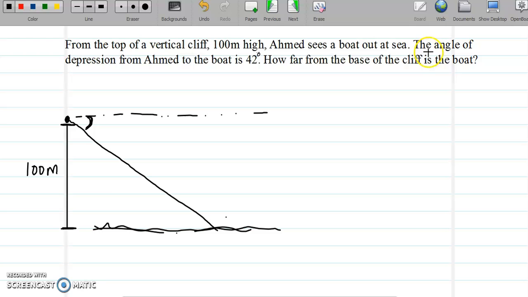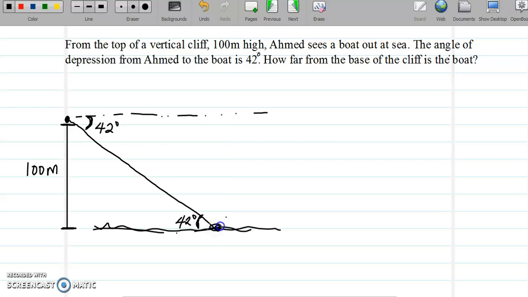Okay, they said that the angle of depression from Ahmed to the boat is 42 degrees. So if here is 42 degrees, that means that here also will be what? 42 degrees. Alternate angle. They must be equal. Okay. Then it says, how far from the base of the cliff? This is the base of the cliff. How far from the base of the cliff is the boat?